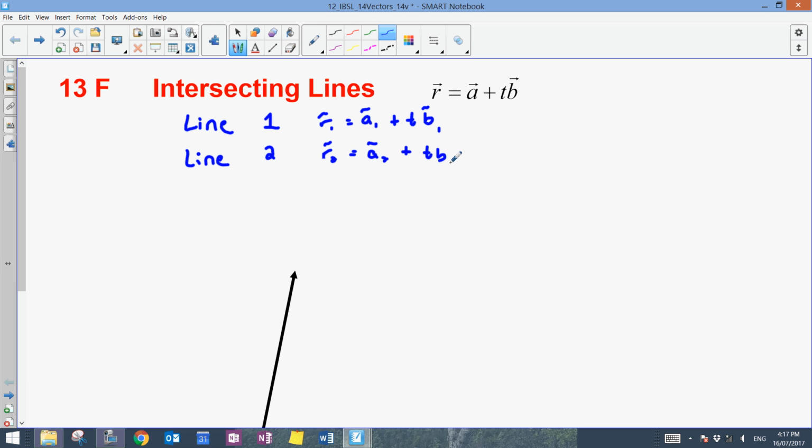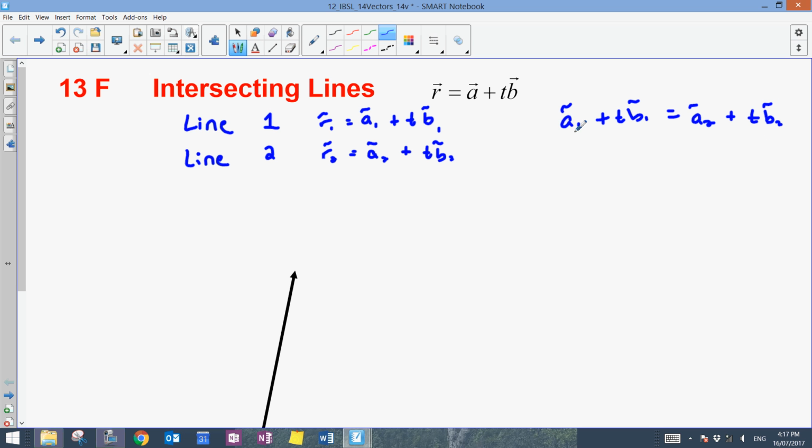We know that if two lines are at the same place at the same time, they're going to have the same position. So what we would do is set our components equal to each other, just like we've been doing since we first learned how to draw lines. Again, setting our lines equal to each other, as a vector equation, it'd be setting the components equal: A1 plus T times B1 equal to A2 plus T times B2.